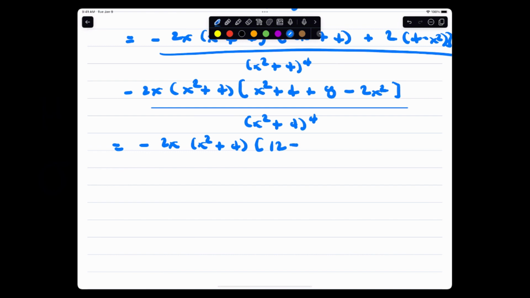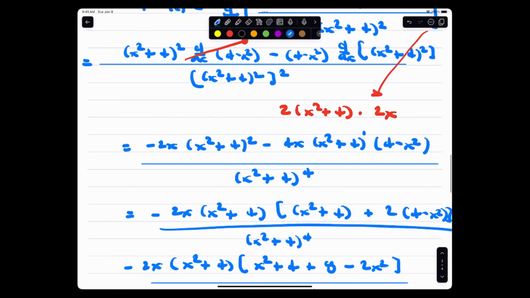I think that's 12 now. 8 plus 4 is 12 minus x squared. Double check. Okay, now you have x squared plus 4 to the 4th power. Second derivative, what do they call that? F double prime? Okay.